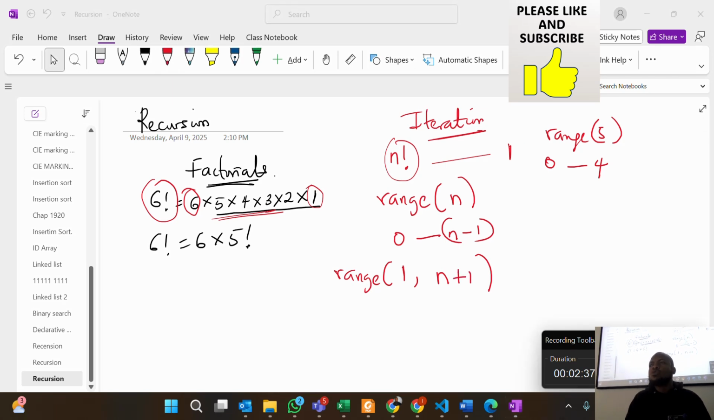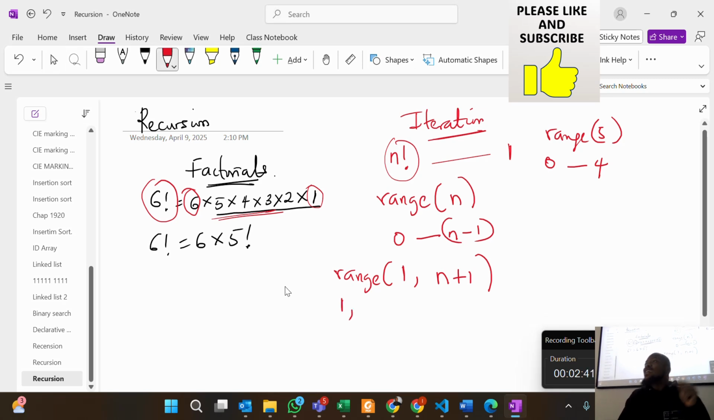So range from 1 to n plus 1, what does this mean? It starts from where? 1. And it ends at where? N plus 1. It ends at n. Is that understood? Because when you use range, it will not include the last value, isn't it? But because you wrote n plus 1, the last value excluded is n plus 1. So it will stop at n. So this will give you a range of numbers from 1 up to n, which is the same thing you want to achieve with this expression.